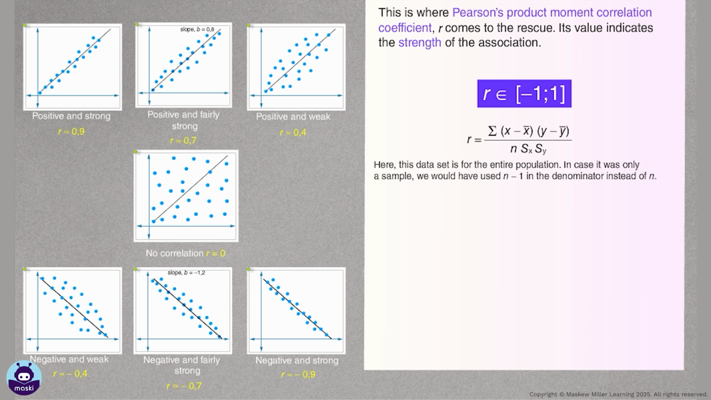The value of R, the correlation coefficient, is found using the following formula. R equals the summation of (x minus x bar) times (y minus y bar) all over n times Sx times Sy, where Sx is the standard deviation of the x values, Sy is the standard deviation of the y values, and n is the number of data points.